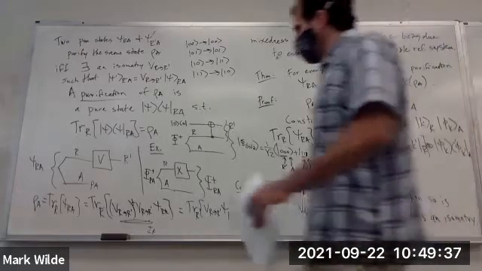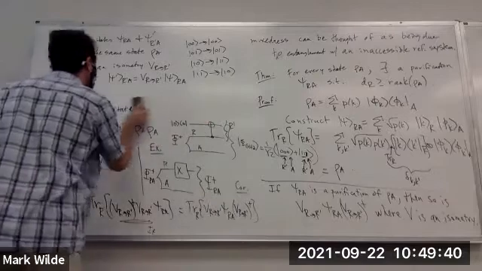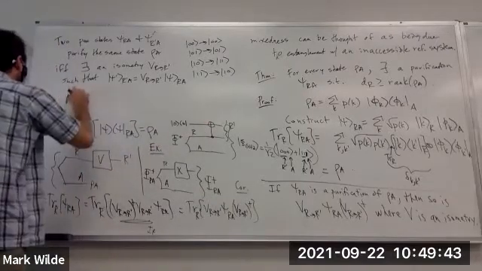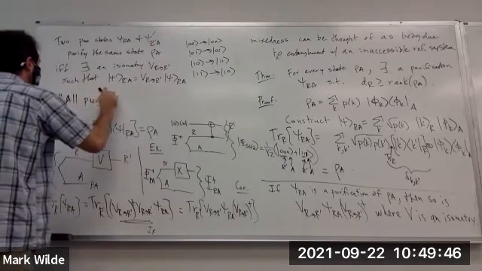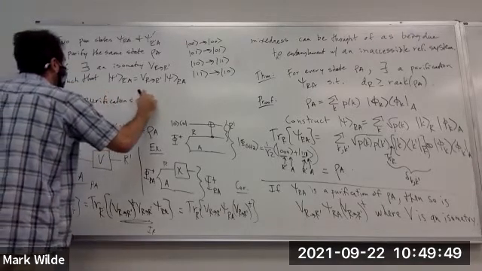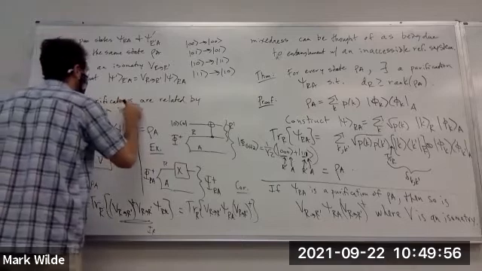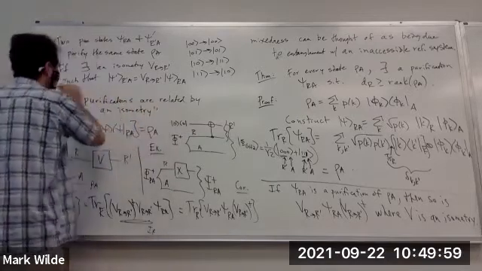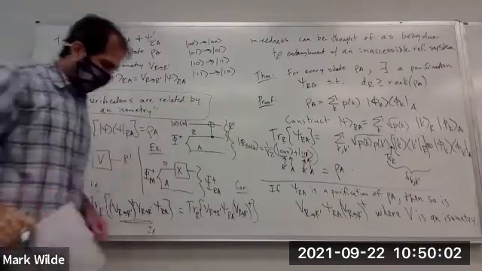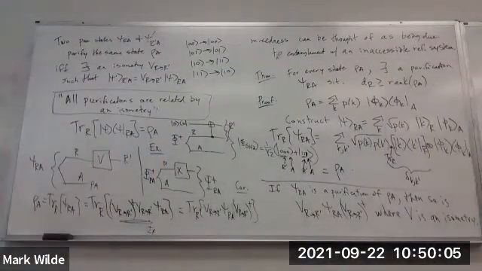A short and nifty way to summarize this is like a slogan: all purifications are related by an isometry. So that's an important concept. This is the first manifestation of this concept that we'll see. We'll see something similar for quantum measurements, and we'll see something similar for quantum channels. There will be ways to purify quantum measurements, and there will be ways to purify quantum channels.